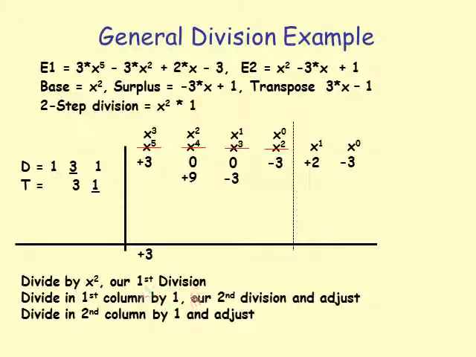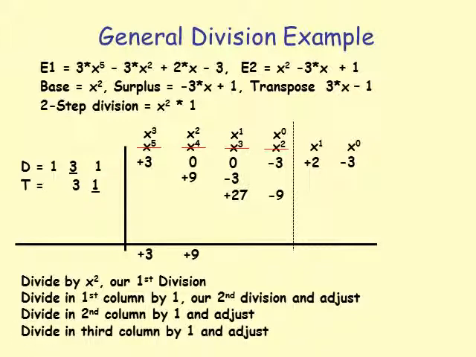In the second column we divide by 1 again and adjust. So we get 9 here, plus 9 divided by 1, our second division, 9. Okay. Adjustment is 9 times 3, 27 in this column, and 9 times minus 1, which is minus 9, in this column. Let's continue here. So plus 27, 9 times 3, and minus 9, 9 times minus 1.